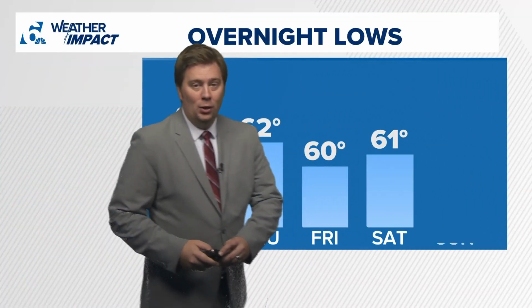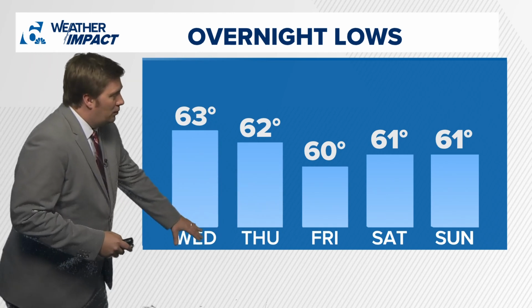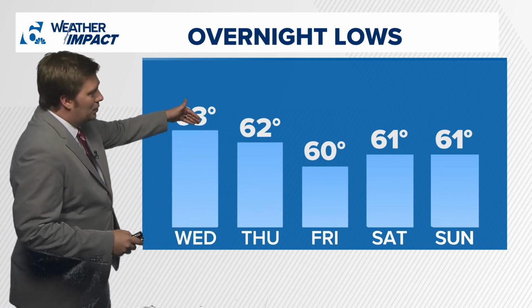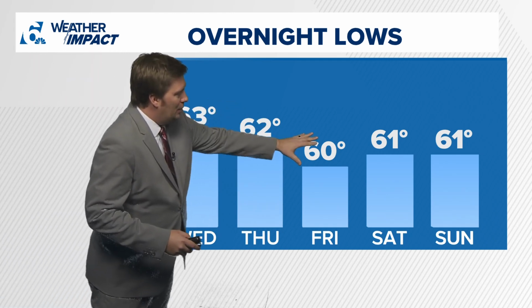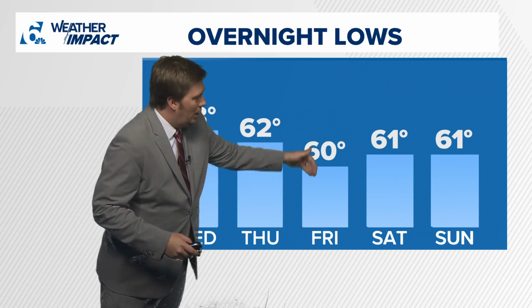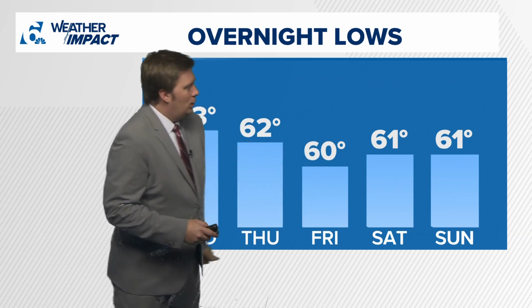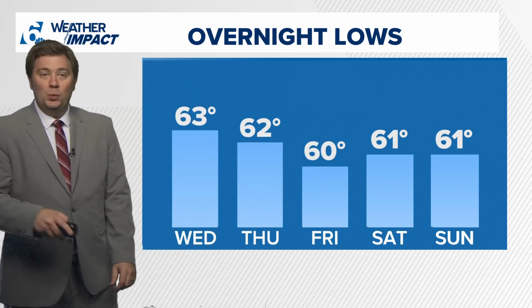Take a look at your overnight low forecast as we head through the next several days. For tomorrow morning, so this is Wednesday night into Thursday morning, 63, 62. How about 60 as we start the day, really overnight Friday into Saturday morning, and then we'll stay there as we head into next week as well.